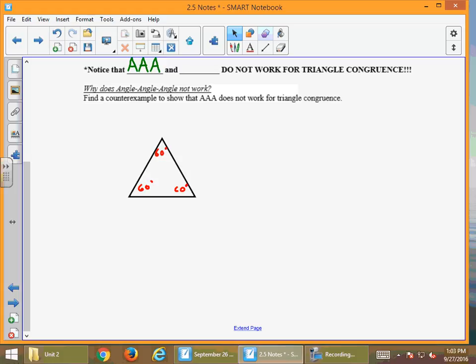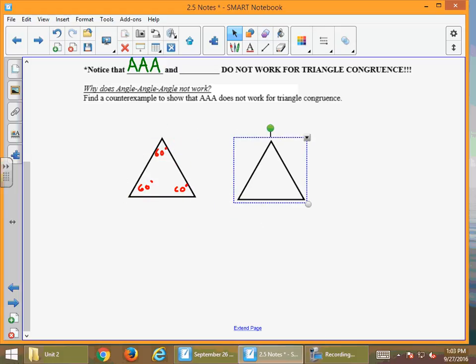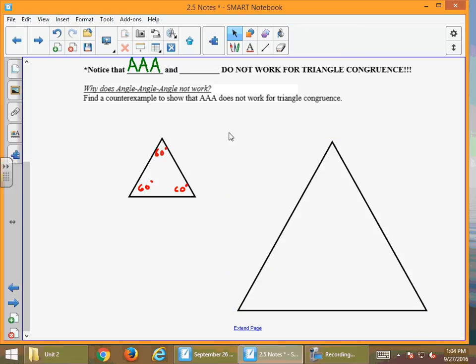I'm going to clone this. Clone means I'm going to make an exact copy. So make an exact copy of this guy. Cloned it. And then I'm going to make it bigger. Is that still an equilateral triangle? It better be. I just copied the same exact one. I didn't change anything else. I just made it bigger. So what are the angle measures of this one still? It's still an equilateral triangle, right? So 60, 60, 60.